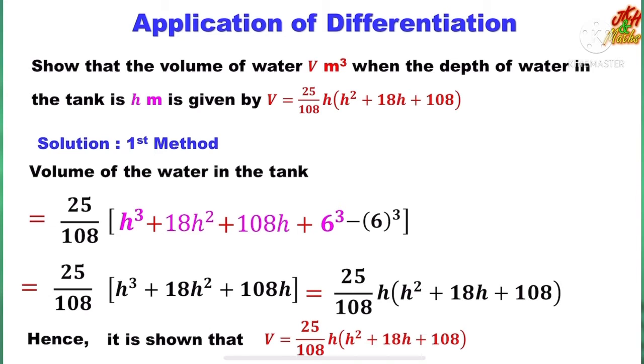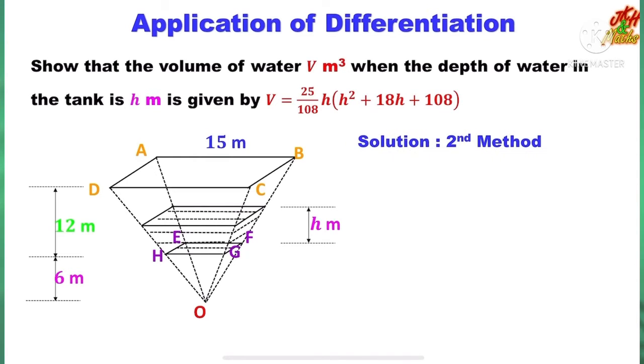That is the answer by using the first method. So now let us solve this question by the second method. For the second method, we need to cut this pyramid and come out with its cross section.